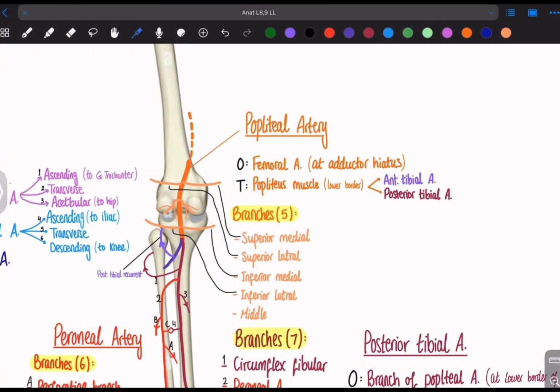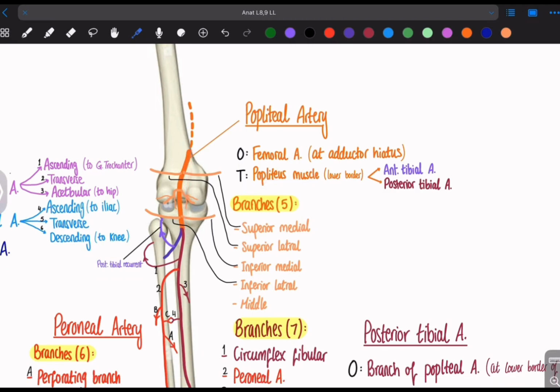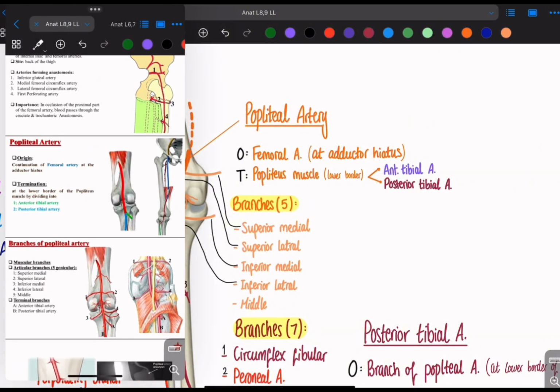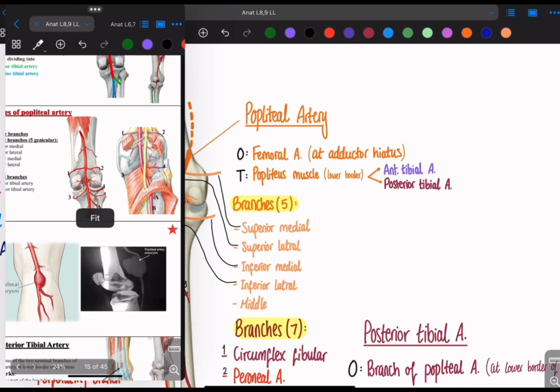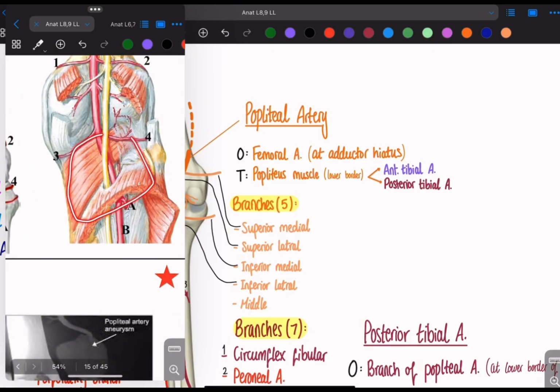What about the termination? It terminates at the lower border of the popliteus muscle. Okay, we're going to see it right now. It terminates at the lower border of the popliteus muscle and gives us two branches, which are the anterior tibial artery and the posterior tibial artery. So the origin, we said, is the femoral artery, once it passes through the adductor hiatus and continues as popliteal artery, and then the popliteal artery terminates at the lower border of the popliteus muscle and gives us anterior tibial and posterior tibial. Let's see it here because it's more clear. Here we can see this is the muscle, the popliteus muscle.